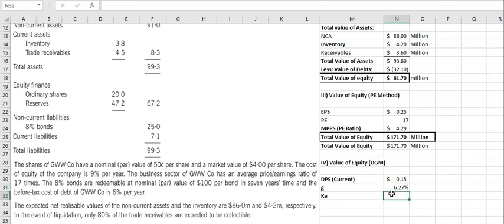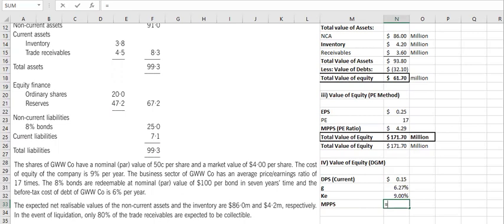Now comes the cost of equity, which is given in the question, and that is 9%. And remember, whenever we are using cost of equity, it should be of the same company for which you are finding out the value. Since we are finding out the value of GWW company's share, the cost of equity should be of GWW company, and it is 9% in this case. Again, we need to convert it into percentage format, 9%.